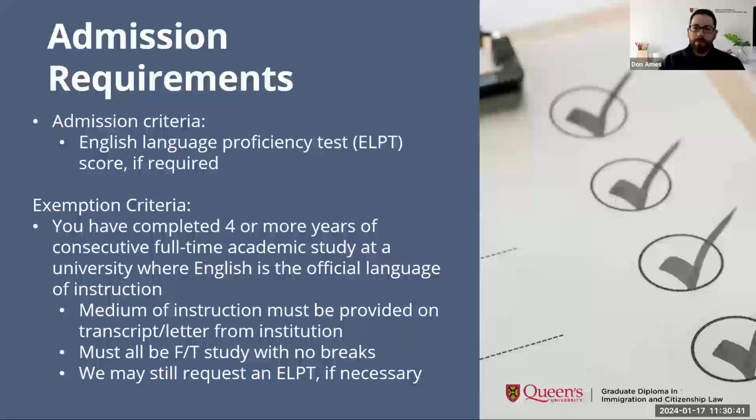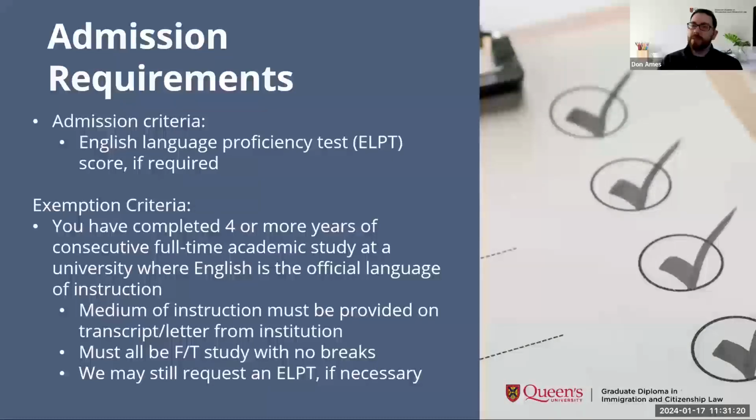This is our education exemption, and it's you have completed 4 or more years of consecutive full-time academic study at a university where English is the official language of instruction. Lots of information to parse there. Let's go ahead and go through it. 4 or more years of consecutive full-time academic study. That means that you've conducted consecutive study with no unnatural breaks. Obviously, between years, typically there's a summer term off. That's an acceptable break. And then an abnormal break would be I took a term or 2 off between years. That would mean you're no longer consecutive, and that would break that chain.